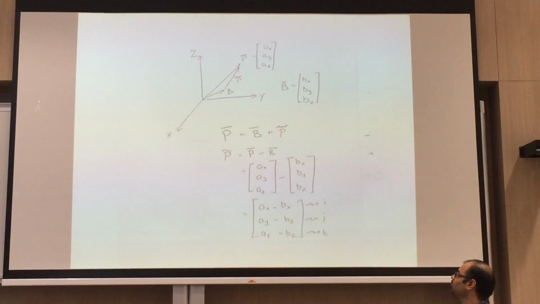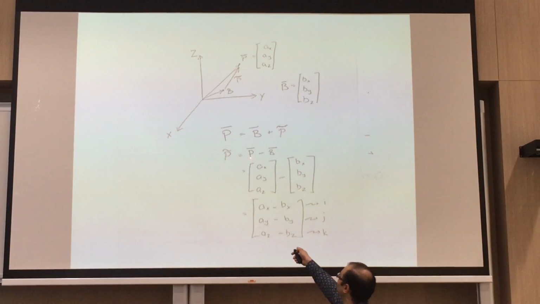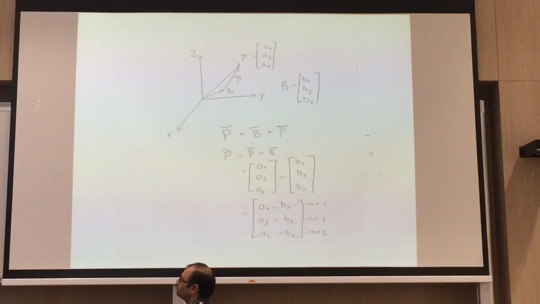Right? So it's just P bar by P bar, because I'm only interested in this vector, this small vector.